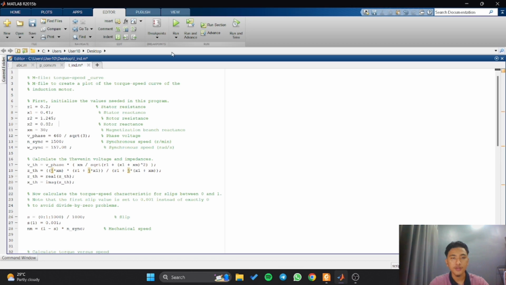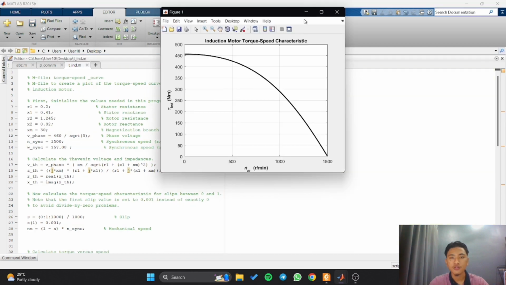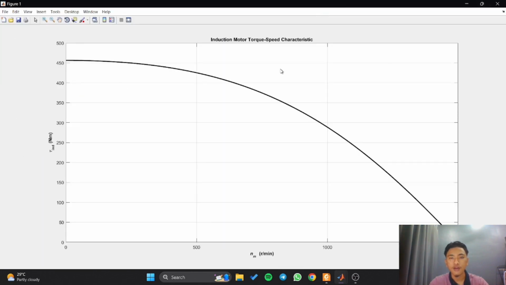So when we change the parameter here, we can run again. We can see the difference in the graph of induced torque versus motor speed in RPM. The starting torque here is the maximum torque, which is 456 Newton meter at 0 RPM, and it continues until it reaches 1500 RPM, which is the top, at 0 Newton meter.